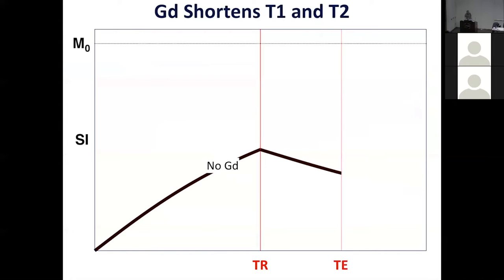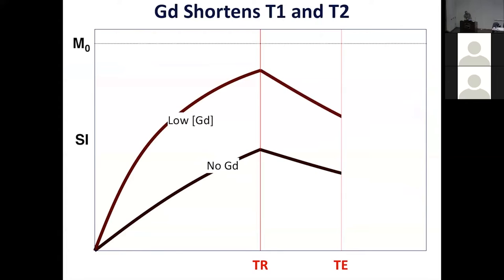Let's now give some gadolinium. And if we give a low concentration of gadolinium, the gadolinium shortens the T1 relaxation. So this tissue climbs towards its M0 faster. So that's why after a certain TR, it has more signal, because it's climbing up faster. But the gadolinium also shortens the T2. So the signal will decay faster. I don't know if you can appreciate it, but this signal is decaying faster than this signal. But nevertheless, with a small amount of gadolinium on a T1 weighted image, we have more signal than we do if we didn't give any gadolinium at all. Okay, so giving a small amount of gadolinium helps.